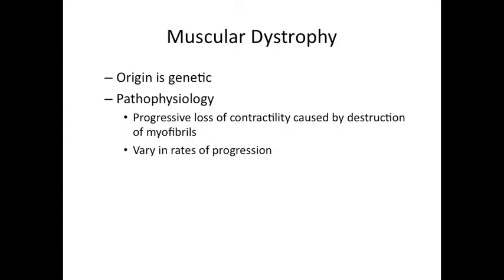Muscular dystrophy has a genetic origin. Its pathophysiology is a progressive loss of contractility of the muscles caused by destruction of myofibrils. It varies in the rates of progression among individuals.